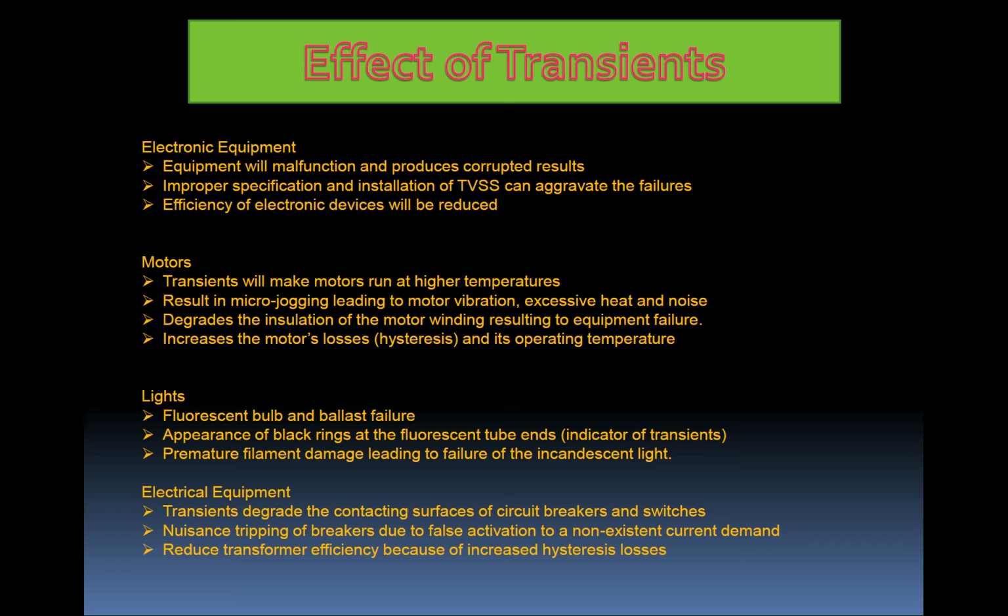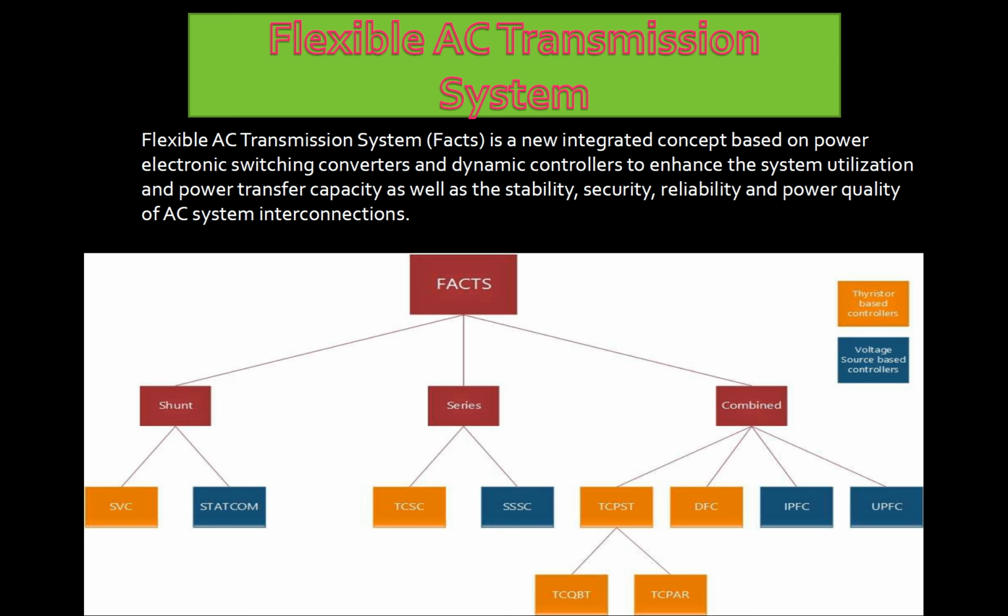Next, electrical equipment. Transients degrade the contact surface of our breakers and switches. That is something that we want to avoid. Nuisance tripping, suddenly tripping without any fault. Transformer efficiency will drop due to hysteresis losses, similar to motors. Next is FACTS, flexible AC transmission systems, an integrated system based on power electronic switches and converters to enhance the network.